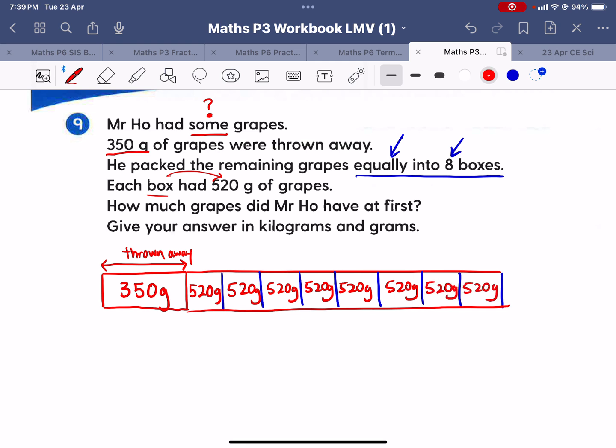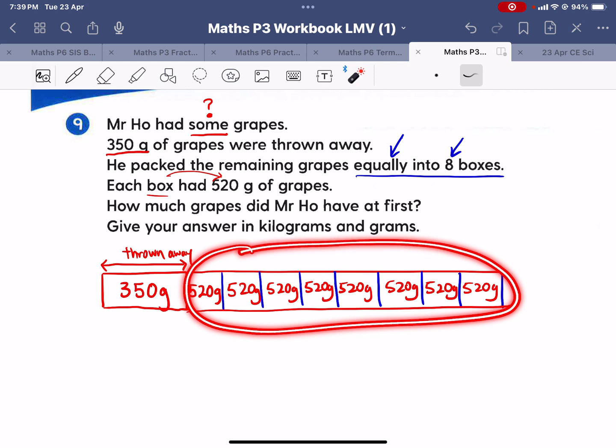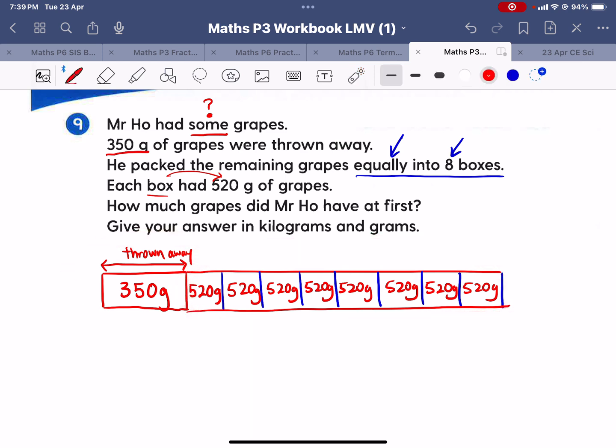Now, of course, this is not what the question is asking for, right? They said, how much grapes did Mr. Ho have at first? Now, meaning to say, we'll want to see what is the total mass of these 8 boxes plus what is being thrown away. That will give us what Mr. Ho had at first, isn't it? So this is how the model is going to look like. It is a little part whole model, and is also a unitary model.